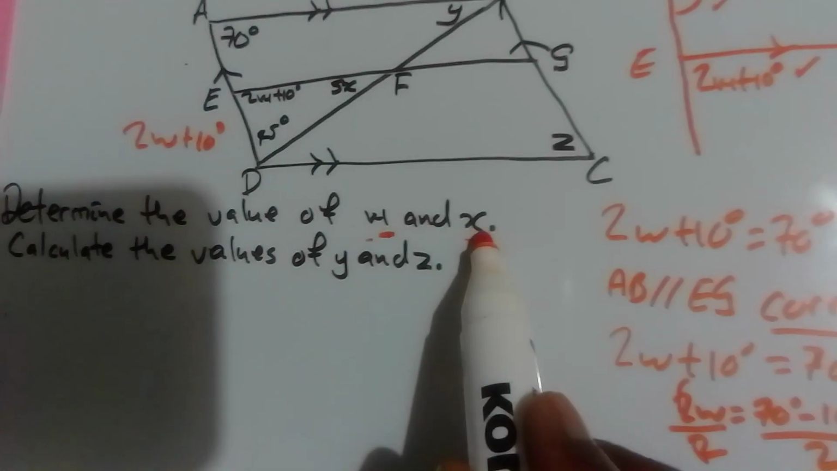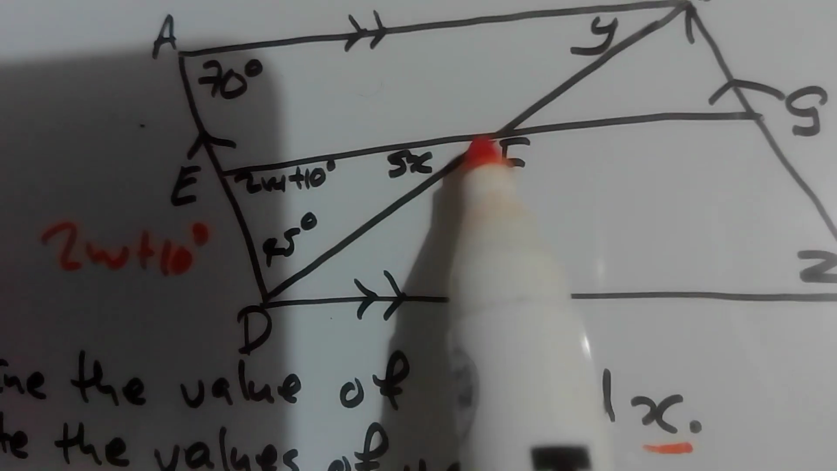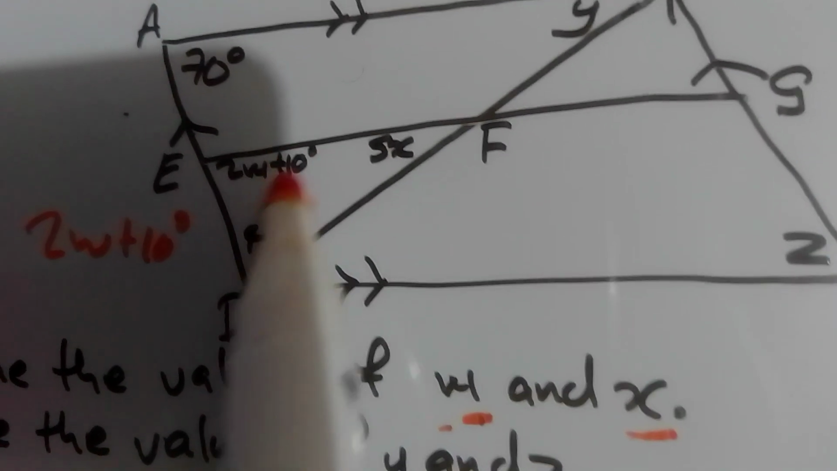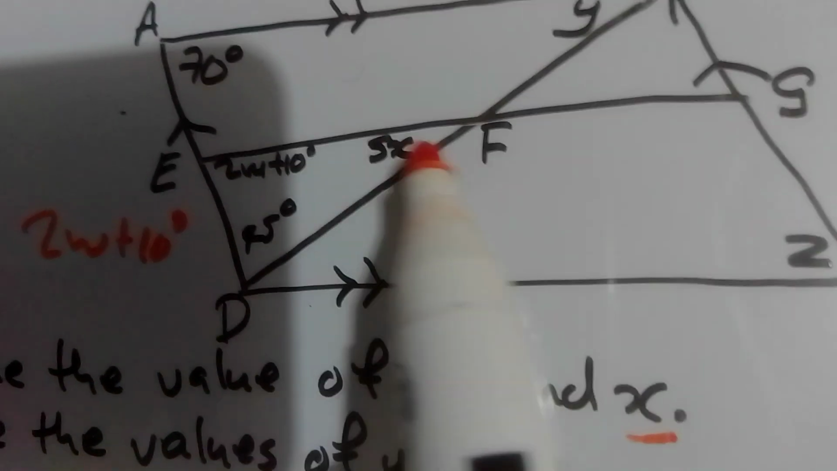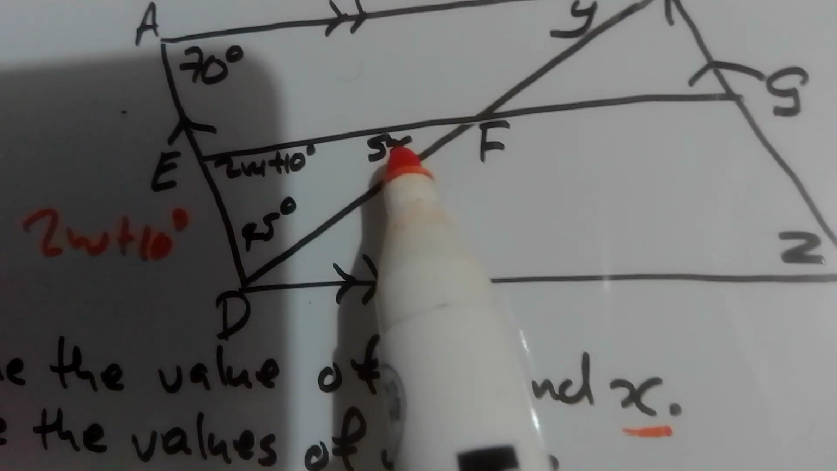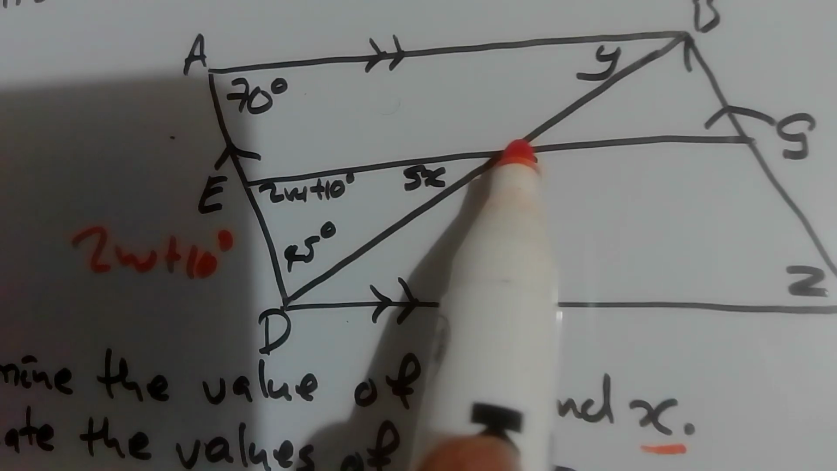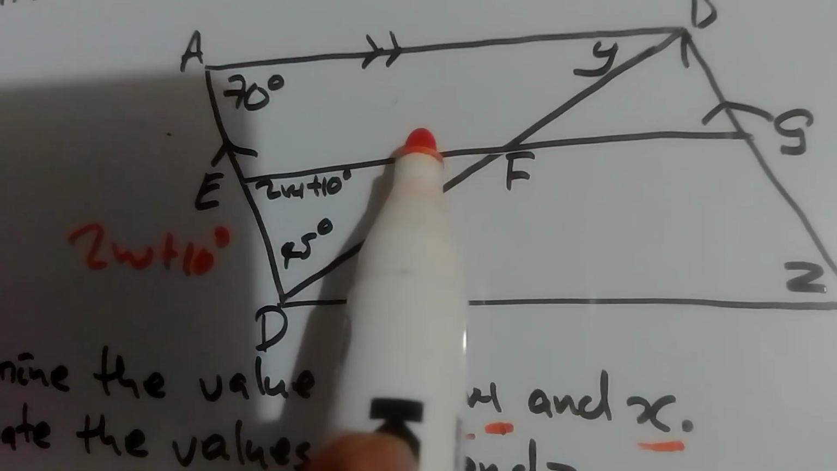Okay, and now they want me to determine what? X. So X, where is it? It's here, at angle F, there is 5x. I now know that my W here is 30. Now they want me to find this X, but I'm given 5 of them. Now observe, you've got points DEF. It's a triangle.